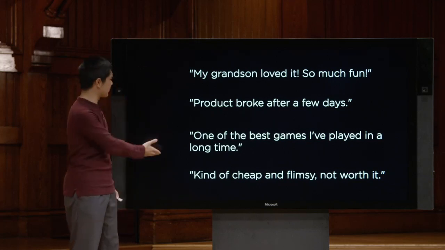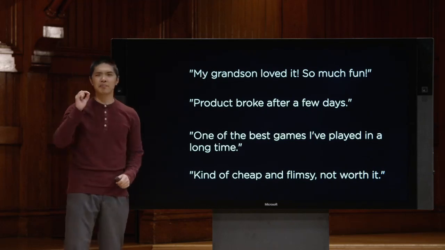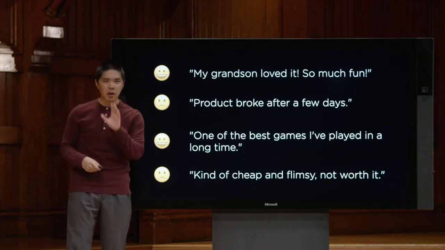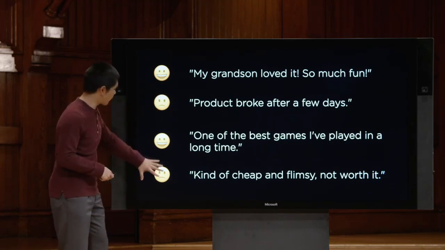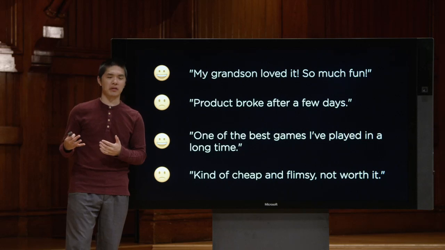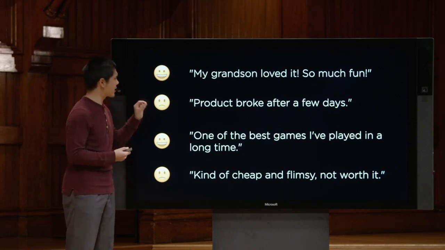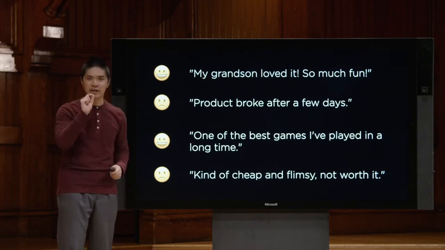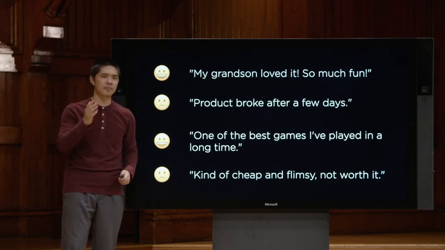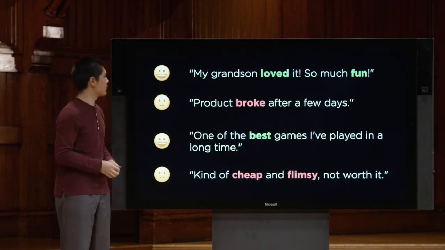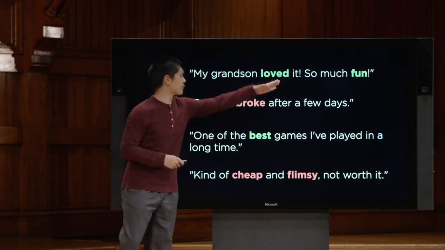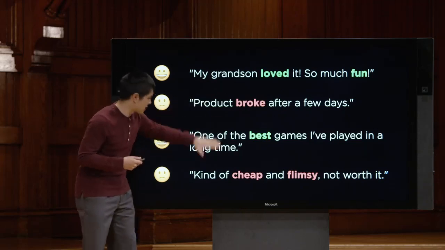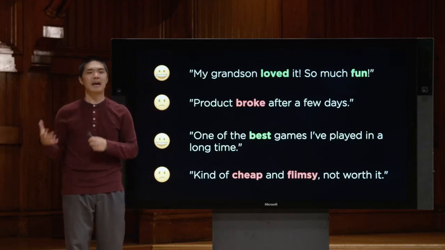And you and I could pretty easily look at this list of product reviews and decide which ones are positive and which ones are negative. We might say the first one and the third one, those seem like positive sentiment messages, but the second one and the fourth one seem like negative sentiment messages. But how did we know that? And how could we train a computer to be able to figure that out as well? Well, you might have clued your eye in on particular keywords, where those particular words tend to mean something positive or negative. So you might have identified words like loved and fun and best tend to be associated with positive messages, and words like broke and cheap and flimsy tend to be associated with negative messages.